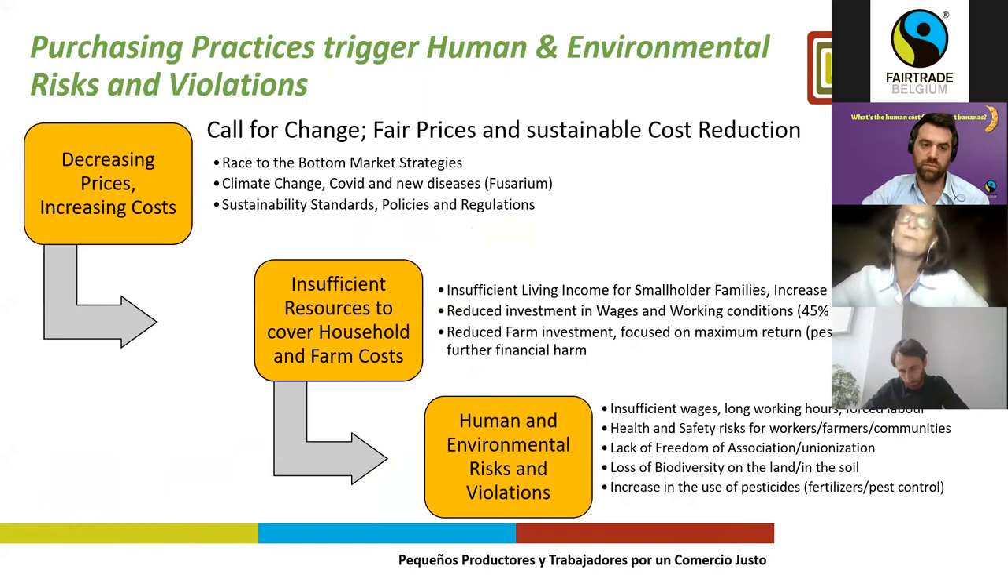But all these human and environmental risks are interrelated, so you cannot tackle one without tackling the other. Decreasing prices and increasing costs end up in insufficient resources to cover household and farm costs, insufficient income, increase in migration, reduced investment in wages and working conditions, reduced farm investment and insufficient investment in climate change, ending up with all the human and environmental risks that currently are on the rise. Next, please.